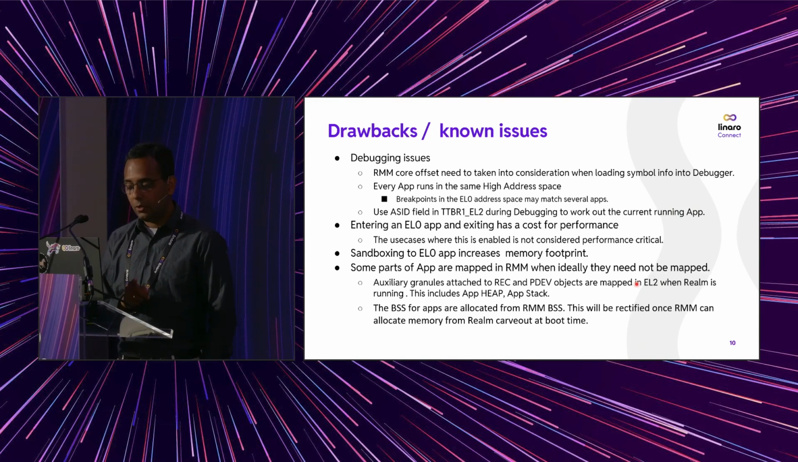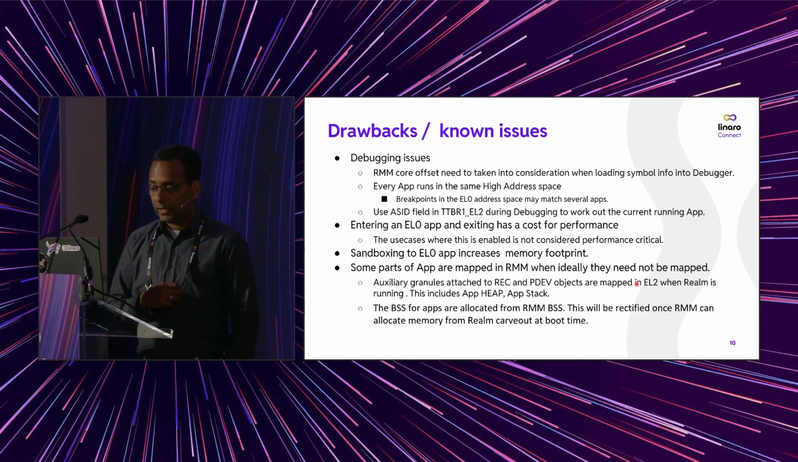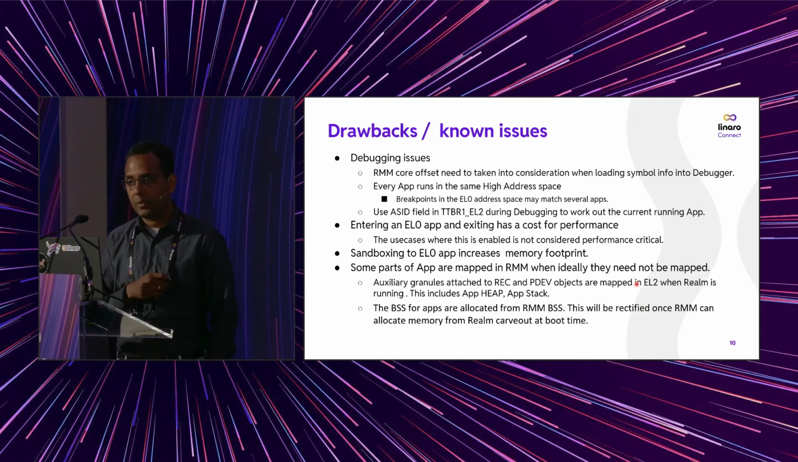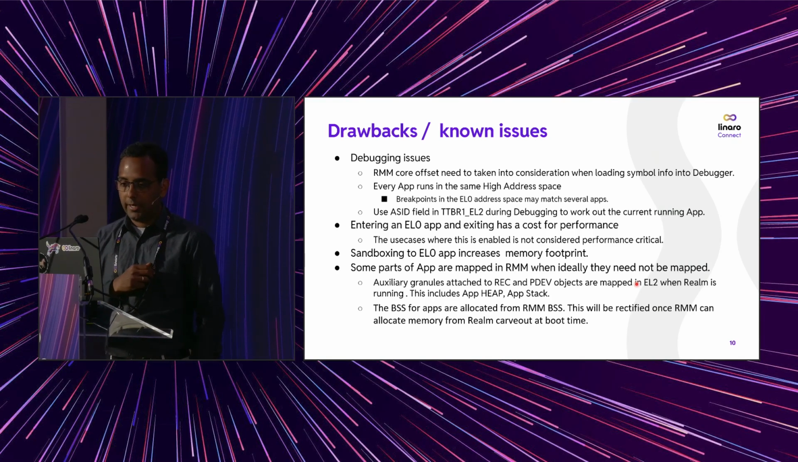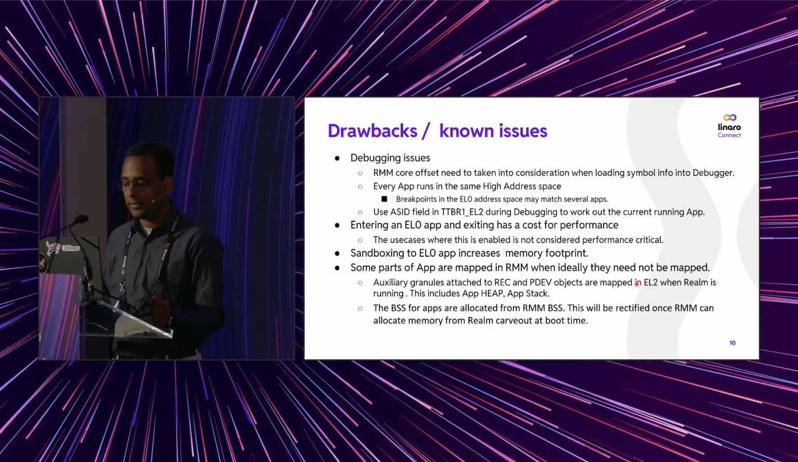One input is to look at the ACID field of TTBR1_EL2, which gives you the app ID, and that will let you know which app is running at EL0. There is also a performance cost because we have to context switch between EL2 and EL0. So the use cases currently enabled are those which are not performance critical, like the attestation flow and the device assignment flow, where the device initially needs to get assigned to the realm. And once the device is accepted into the realm, then everything happens through the data path established between the device and the realm.